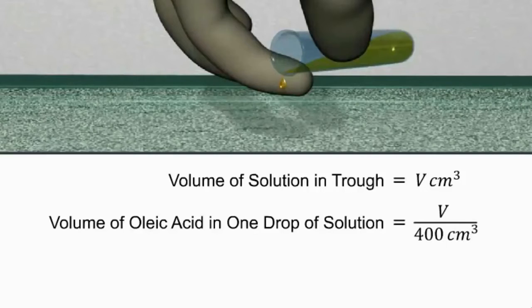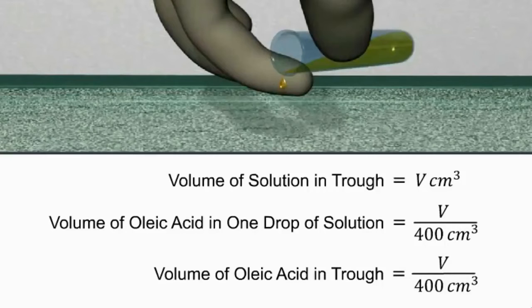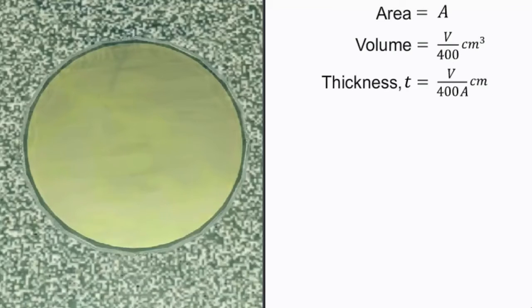Since only one drop of solution is put in the water, the volume of oleic acid on the thin film is equal to the volume of the drop, that is, V by 400 centimeter cube. Now that we have the area and volume of the thin circular film, we can get its thickness, T, as the ratio of volume to area. T is equal to V by 400 A centimeter. If we assume that the film is monomolecular, as the concentration is very low, the thickness of film becomes the size of a molecule of oleic acid.